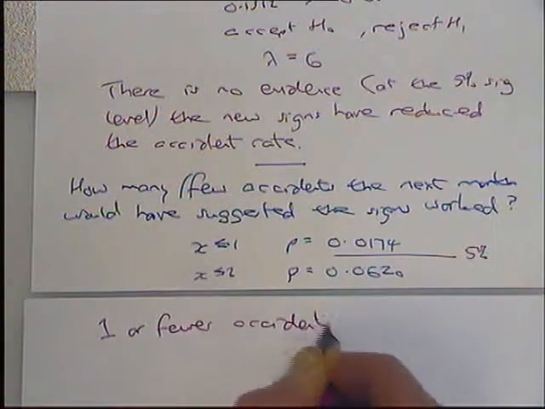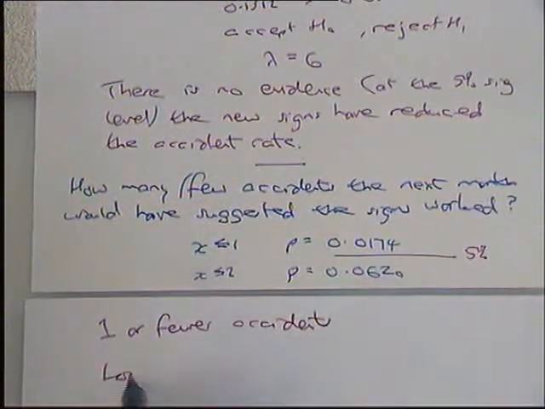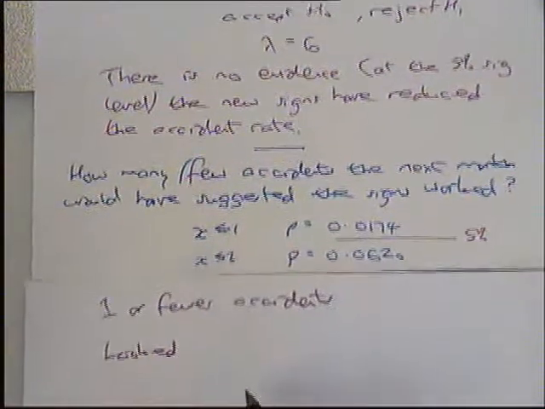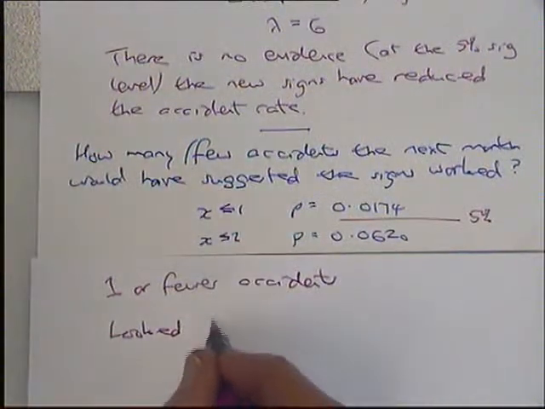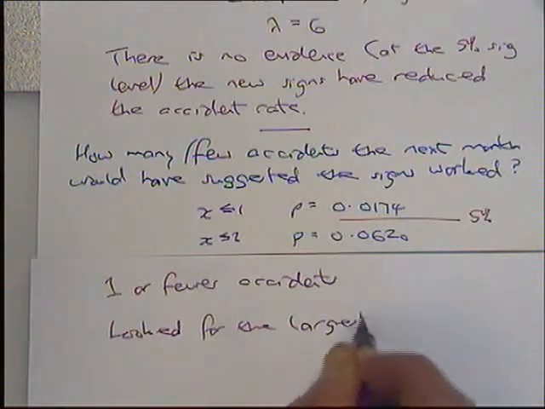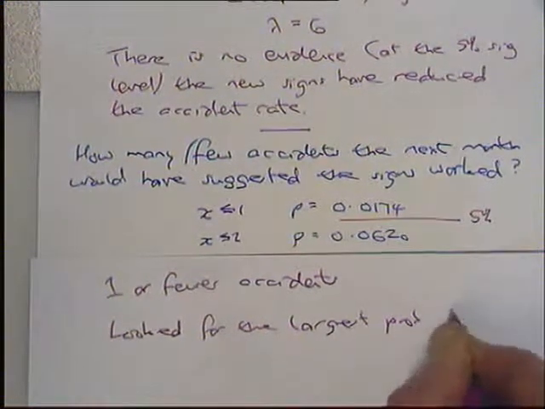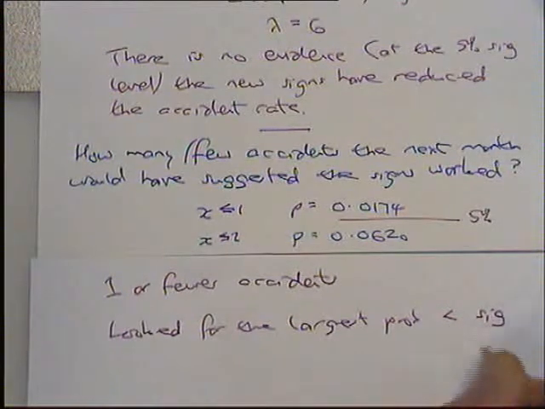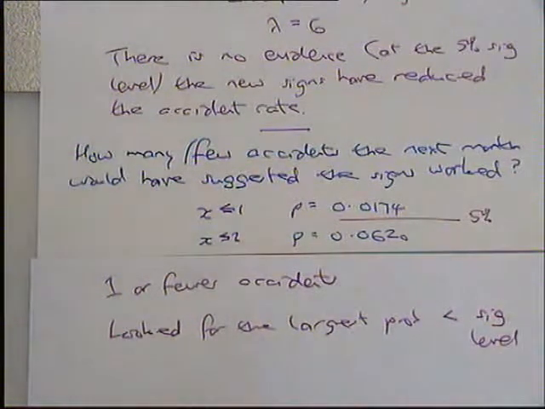I'll write it down in case anybody wants it for the notes or completeness. What we did is we looked for the largest probability that was less than our significance level, and then the x value associated with that probability, that was what sorted that out for us. That's the end of the examples for discrete hypothesis testing.